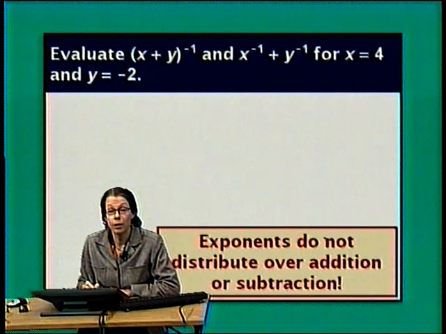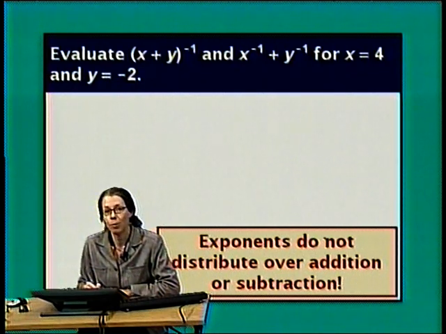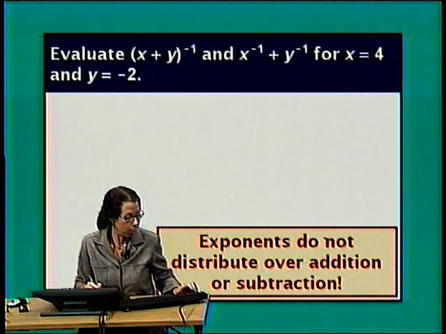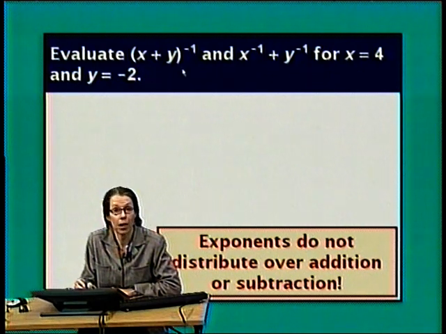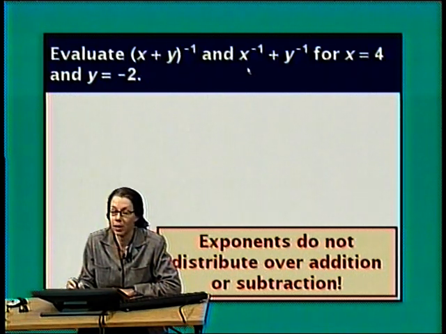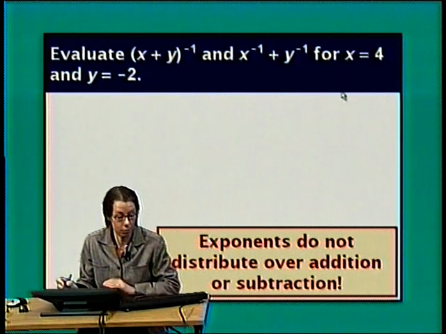Another problem, we have two different algebraic expressions, and we're going to evaluate them for x equals 4 and y equals -2. And we have a warning here. We need to remember that exponents do not distribute over addition or subtraction. We have very different problems here. The first problem, x plus y to the -1, that's the reciprocal of the sum of x and y. Whereas this expression, x raised to the -1 plus y raised to the -1, that is the sum of reciprocals. Reciprocal of a sum, sum of reciprocals. When we work through the problem, we're going to see that we'll get different results.